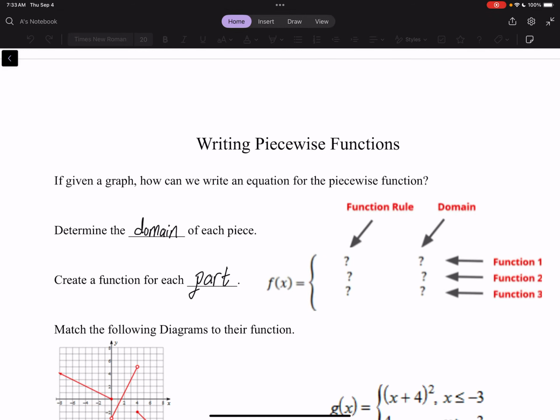Good day. Today we're going to be looking at writing piecewise functions. If given a graph, how can we write the equation for the piecewise function?